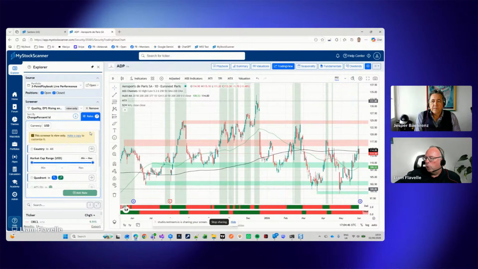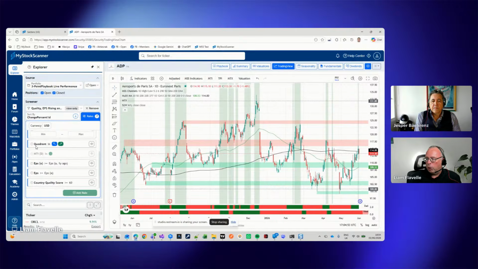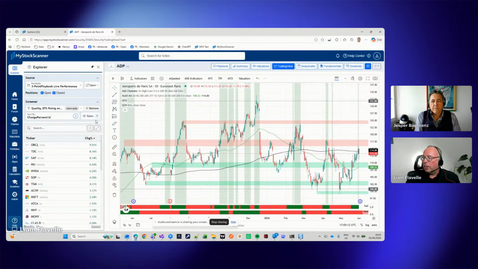If you want to amend the rules, this screener is actually available to everyone, so you can make a copy. It's the one that I came up with last week, basically saying the quadrant, or we'll come on to the stock map in just a sec, is in 2 particular quadrants. We've got the earnings per share is greater than a year ago. The estimates, I still haven't changed that label. The estimate EPS is greater than the last annual EPS, and the quality score is greater than 60. Those are the rules that we're applying, and it comes back with 33 stocks that meet those requirements in the 3-point playbook.